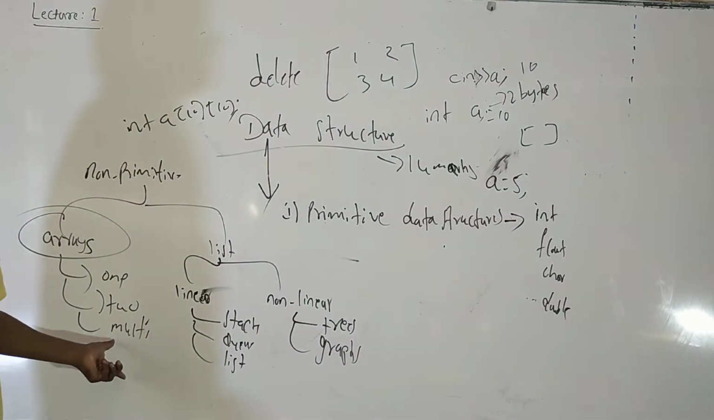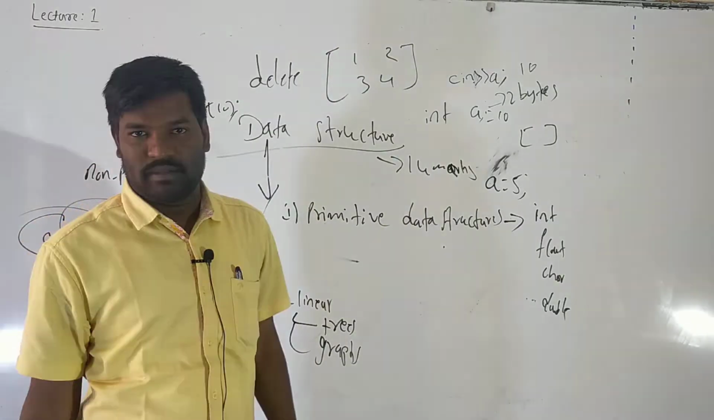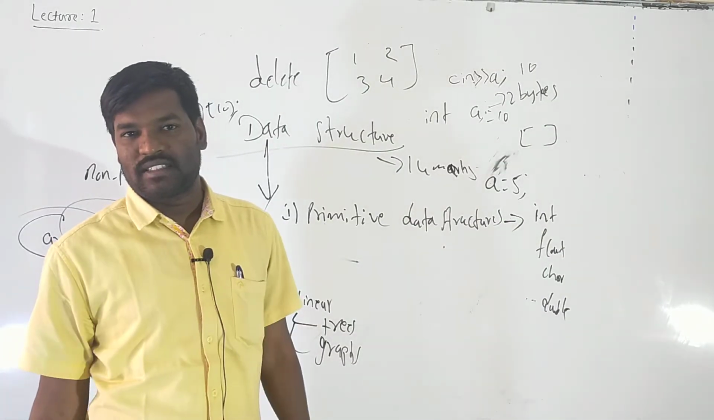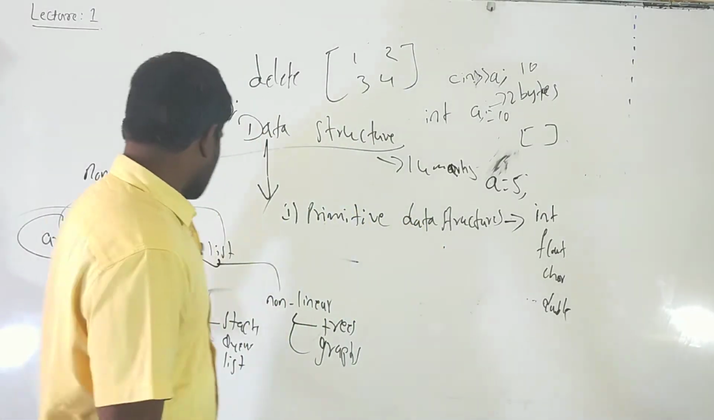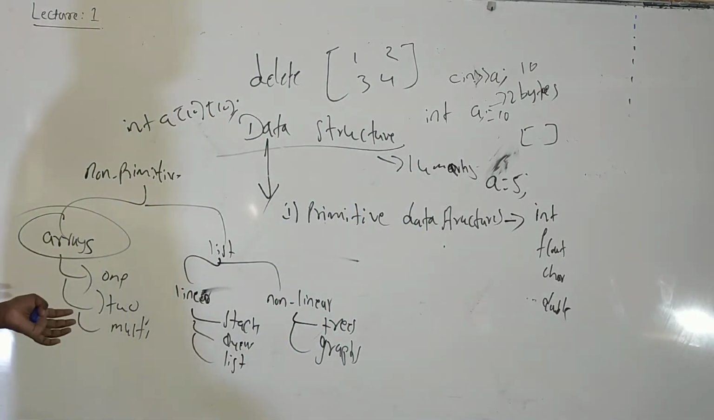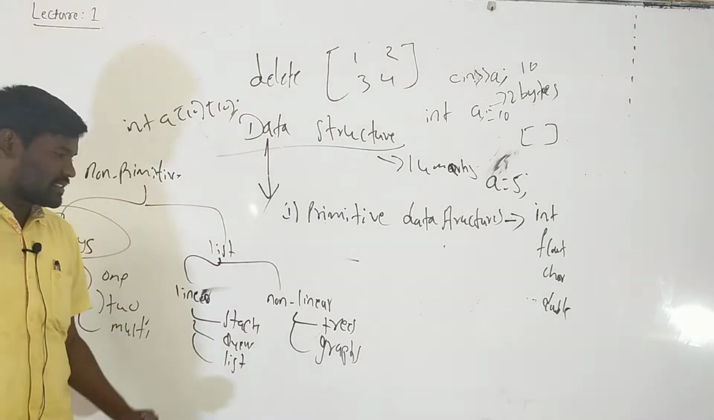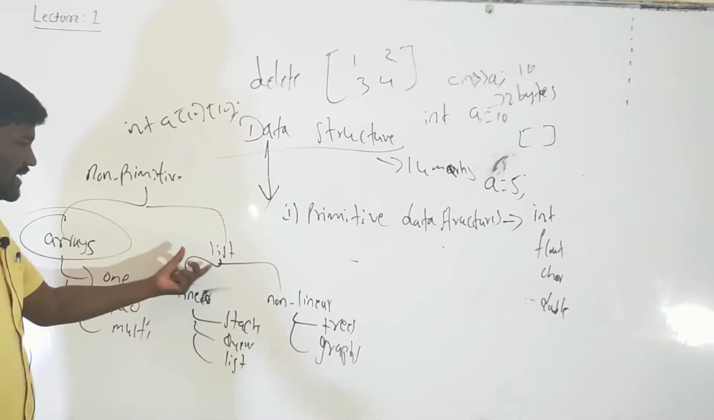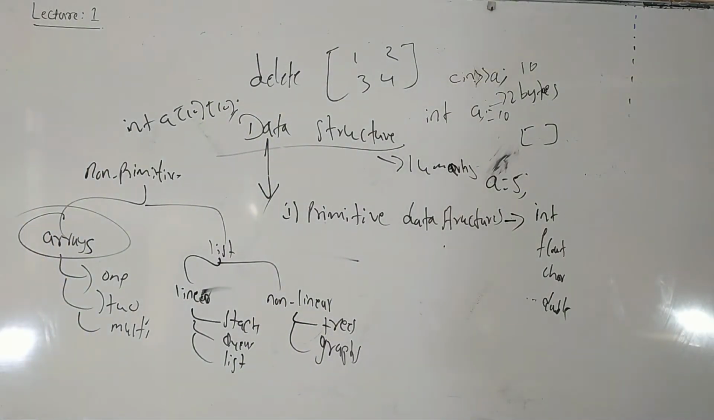Multi-dimensional. Multi-dimensional means the elements can be accessed using three subscripts, more than two subscripts. That is nothing but the multi-dimensional arrays. So this is the brief about arrays. In detail it will come in the next classes. Okay. Next is list. Again, list consists of linear and non-linear list.